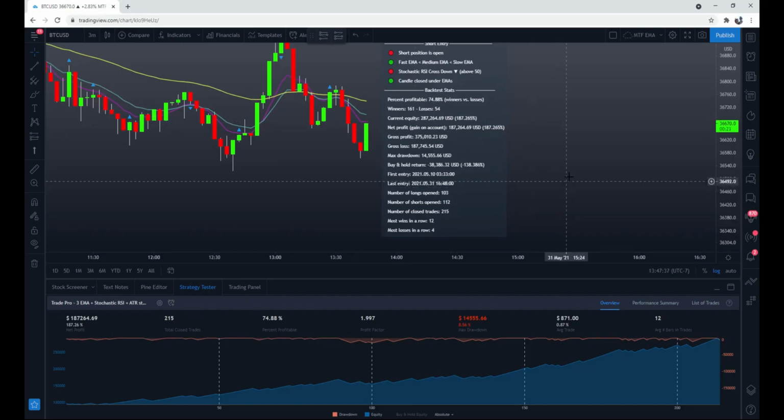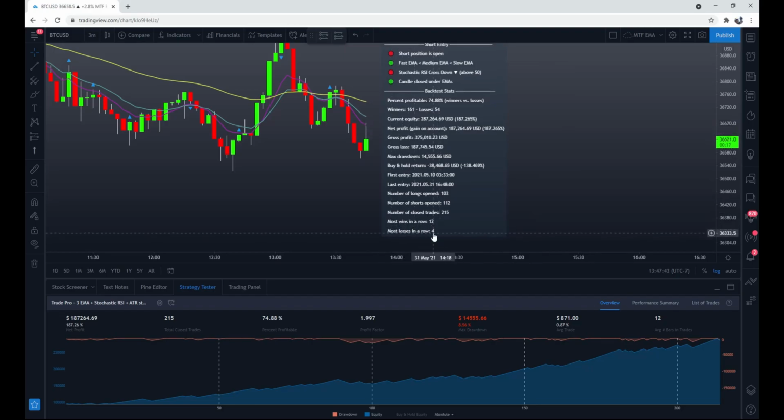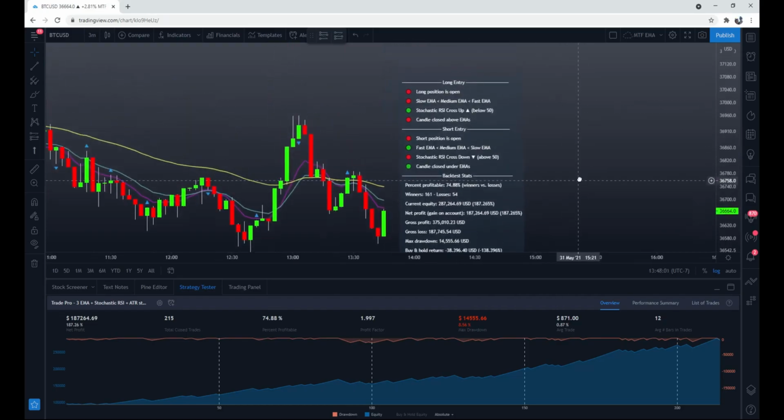But a few of the good things it's going to show you is the max wins in a row, which was 12, and the max losses in a row, which was 4 here. It's going to tell you how many shorts were open, how many longs were open, first entry date, last entry date. So you can see how long did it take to get these 215 trades. It's going to tell you your max drawdown, everything that you need to know about your backtesting stats.